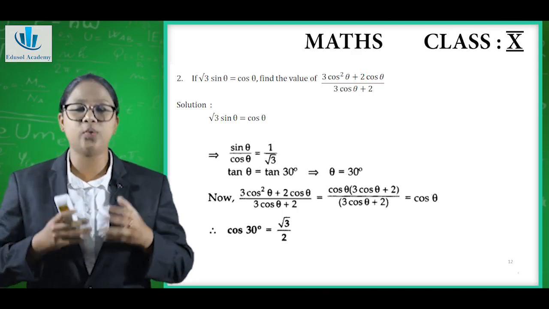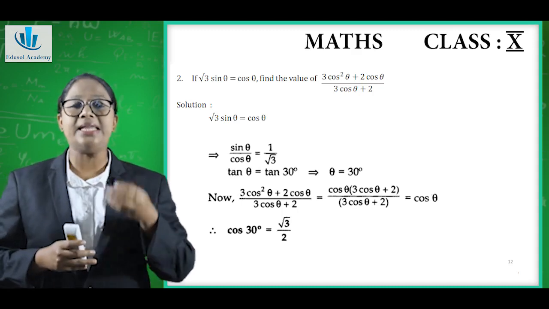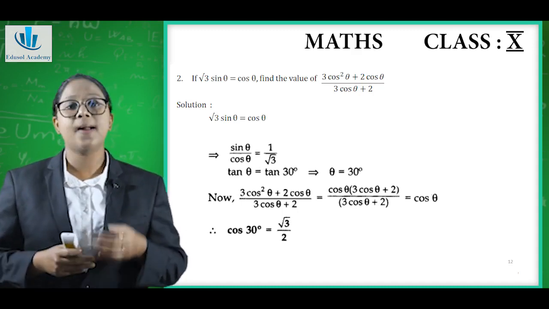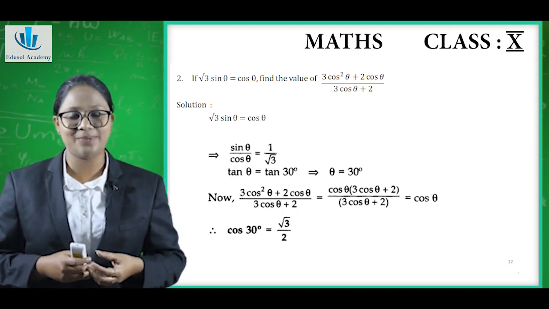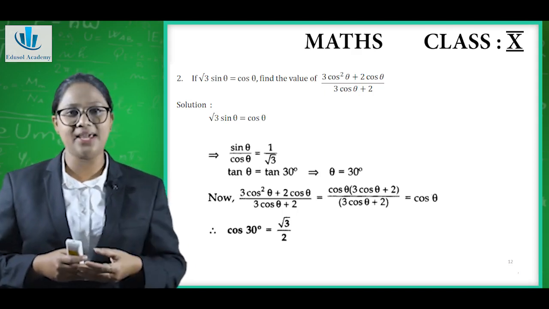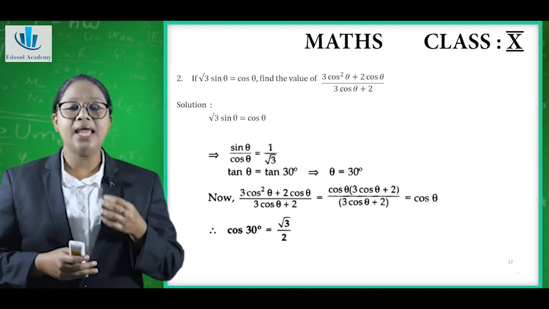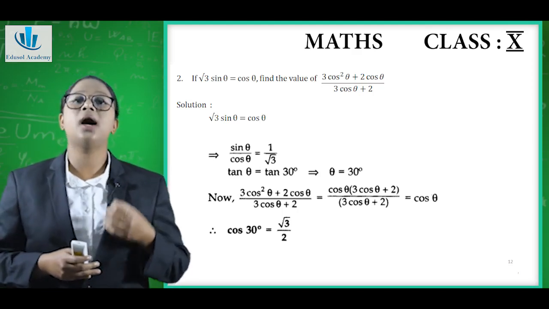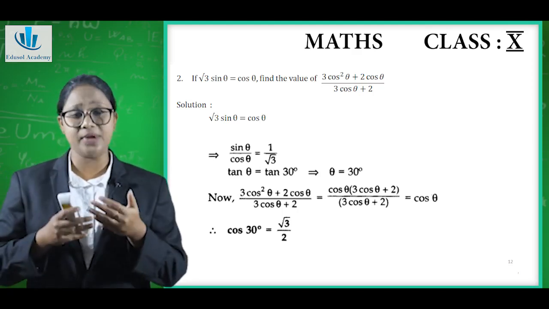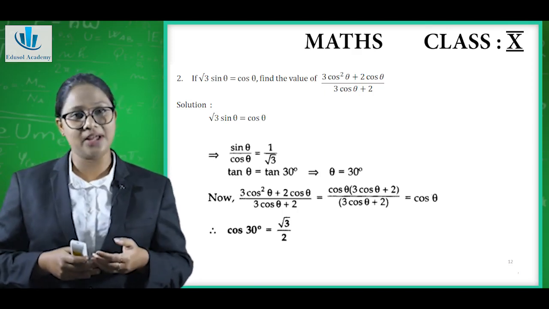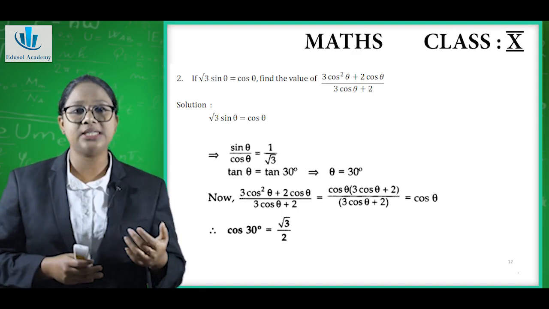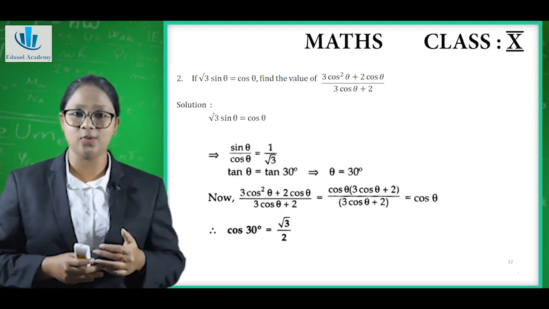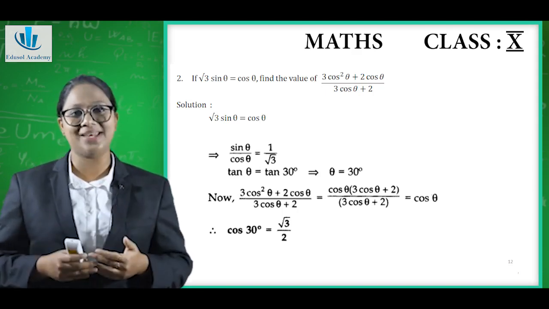When we get such an equation, try simplifying it and cancelling out the common terms. Make it as simple as possible, then put the corresponding values. So we shall try simplifying it. We can see in the numerator cos theta is common, so you may take it out. So the equation will become cos theta bracket open 3 cos theta plus 2 bracket close. Now the denominator will remain the same.